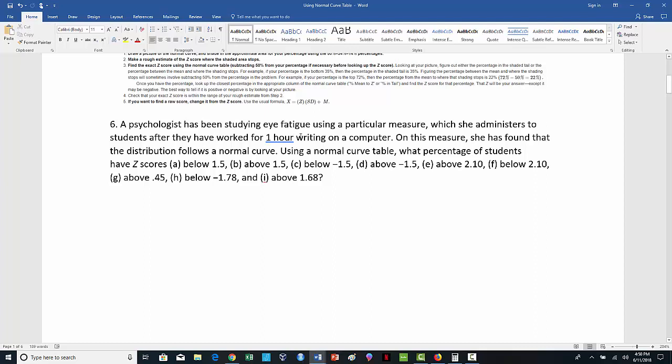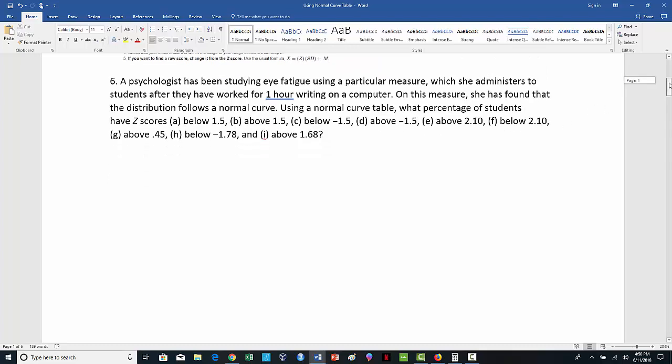So you stare at the computer for a while, your eyes get tired, eyes get fatigued. On this measure of eye fatigue, she has found that the distribution follows a normal curve. Hence, we can use a normal curve table. Using a normal curve table, what percentage of students have z-scores, and let's just take the first one to start, have z-scores below a z-score of 1.5? And then we'll do the rest a bit later.